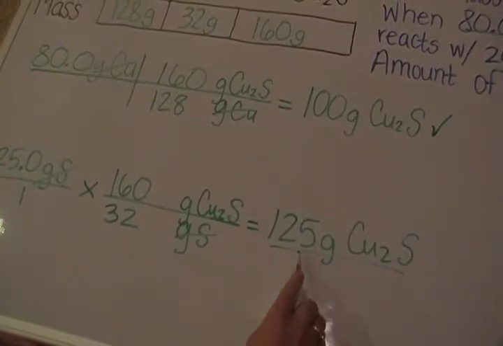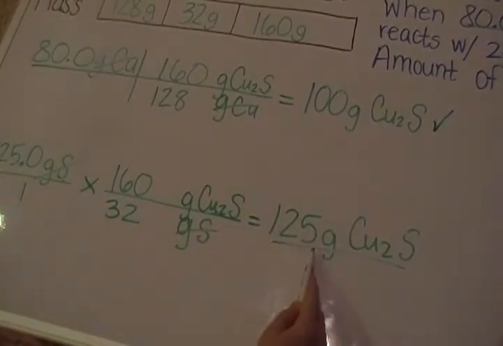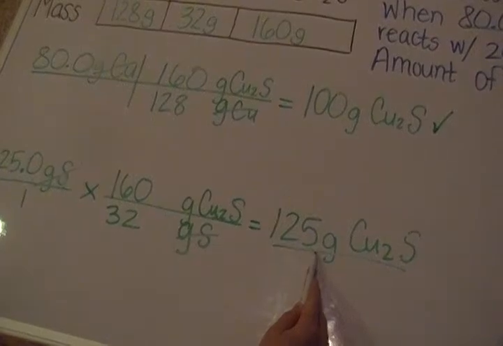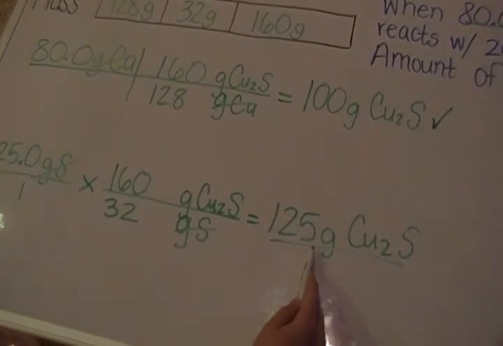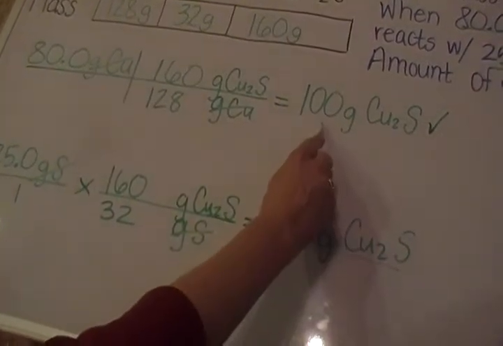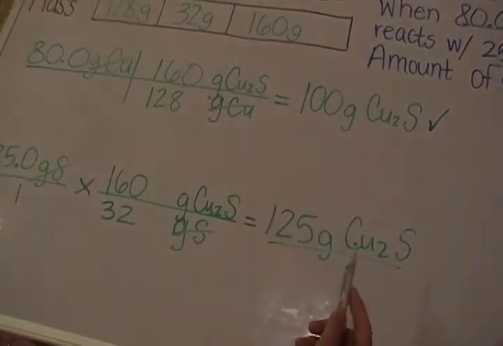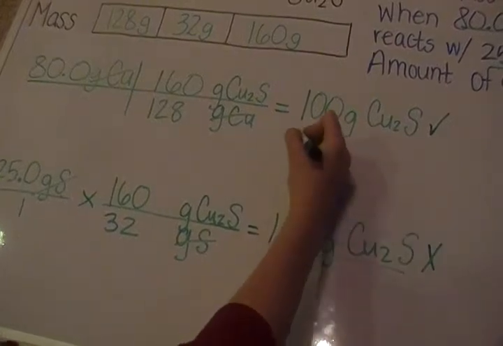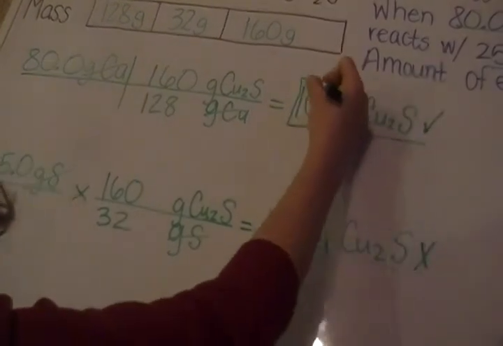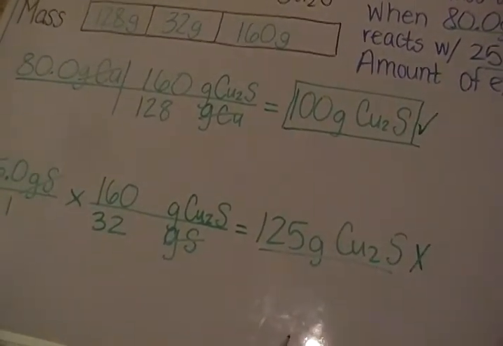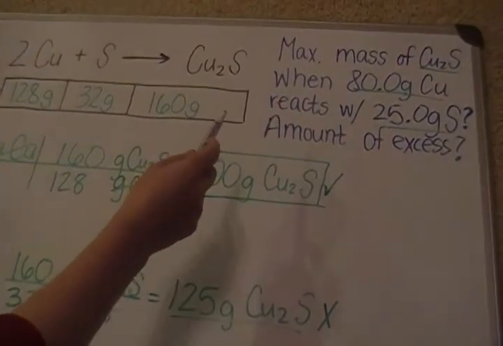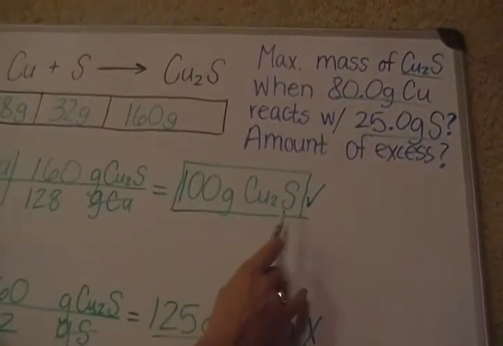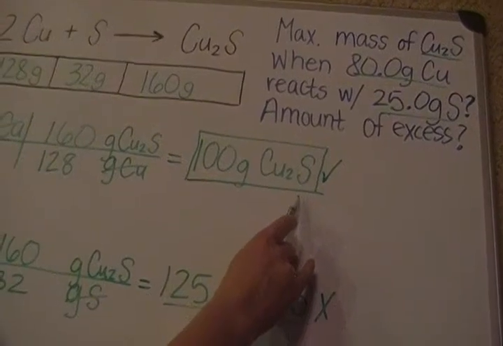Okay, if I look at this value, I have enough sulfur to make this. However, I do not have enough copper. I have run out of copper. As soon as I make 100 grams of copper 1 sulfide, I no longer have any more copper, making this amount impossible for me to make. So this right here is the maximum amount. That's my maximum product. Okay, and that's what the question asked me for at first, maximum mass. So I've got that. This is the maximum mass, 100 grams.